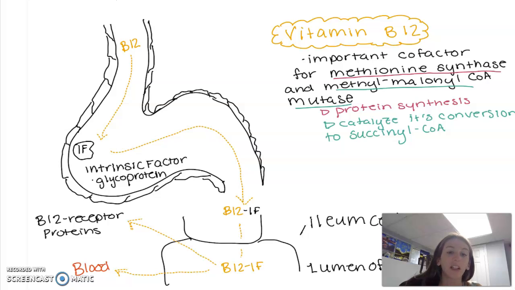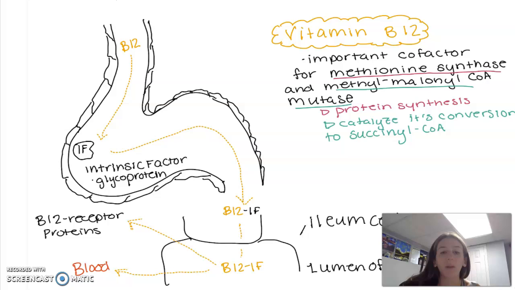And then this image that I drew is just showing the absorption of vitamin B12 in the stomach, through the stomach to the ileum. It's also paired with an intrinsic factor, a glycoprotein, to be absorbed in the body, and then you can see how it will go to the blood and certain receptors of the body for vitamin B12.